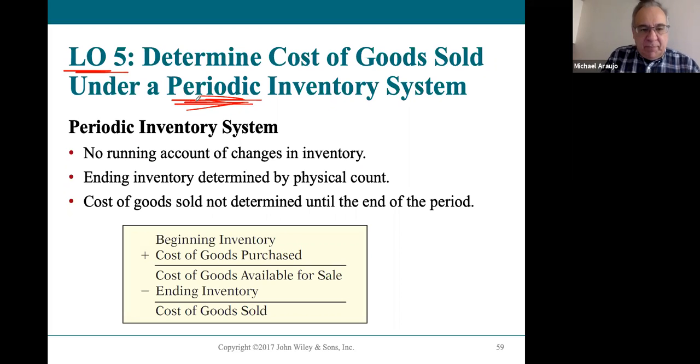And so there's no running account of inventory or cost of goods sold. They actually have to calculate it. That means they do a physical count at the end of the period, say the end of the month or the end of the year. Let's just do it by the month just to make it easier. So this is how they set it up. At the beginning of the month, they find out how much inventory they have. That's the beginning inventory for the month.